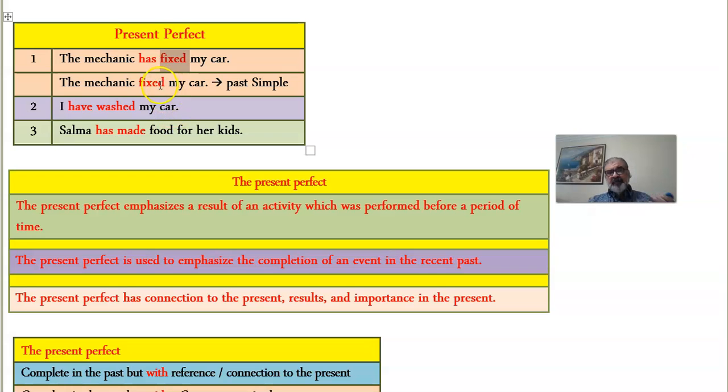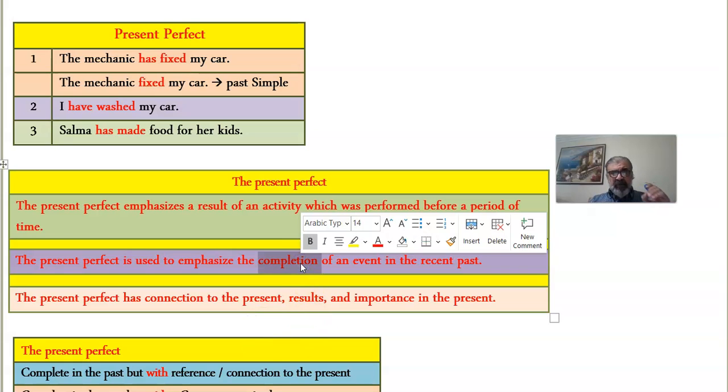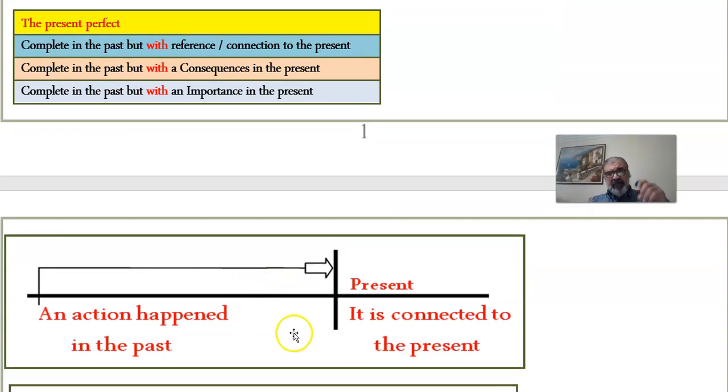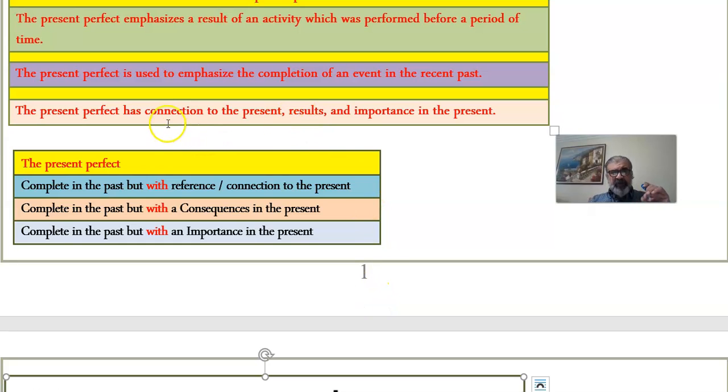And it also emphasizes the completion of an event or a verb in the recent past, not so far. The present perfect, therefore, this is called the recent past. It's an action which happened in the past, but it's still connected to the present. So the present perfect has connection to the present, results and importance.